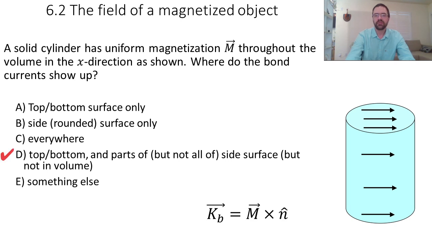If you answered D, you are correct. Again, the magnetization is uniform, so there is no volume bound current density, but there are surface bound currents. K sub B is given by M cross n hat. On the top and bottom surface, M and n hat are perpendicular, so there are surface bound currents. On the side rounded surface, there are plenty of regions where M and n hat are not parallel, so there are surface bound currents there too. On the left side or on the right side of the rounded surface, M and n hat are parallel, and so there are no surface bound currents there.